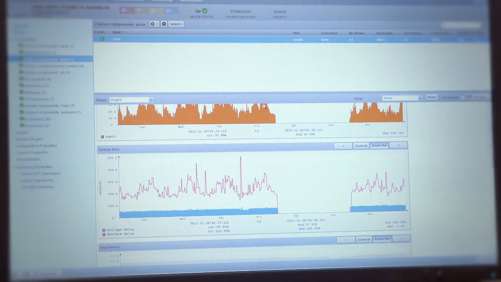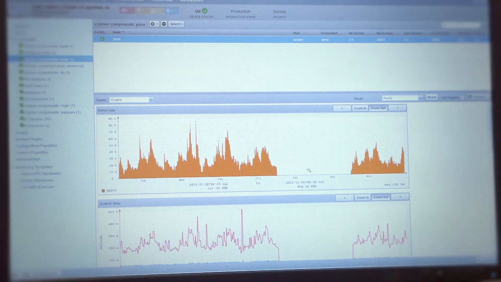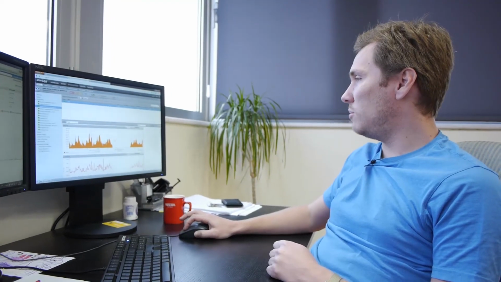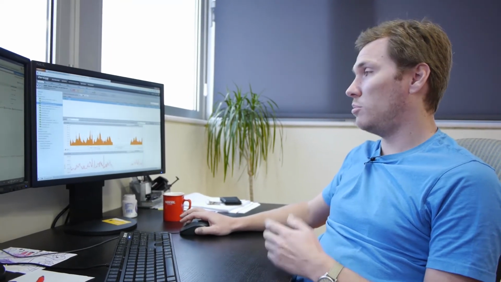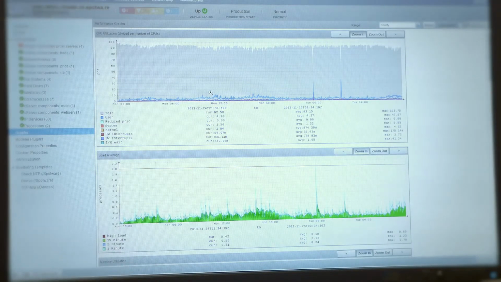Other statistics are more interesting. For example, how many price updates we receive from liquidity providers. We also take care of new application deployment for both client and server teams.